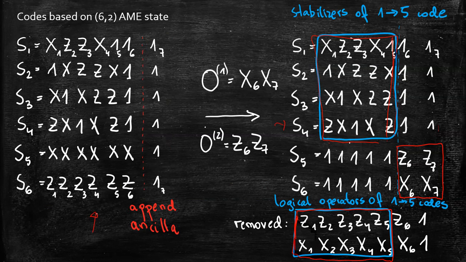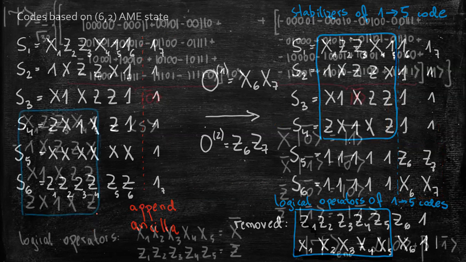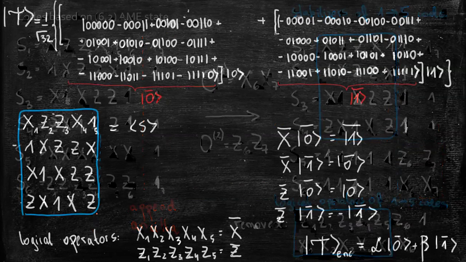So what is the map that can be figured out just when you look at the generators of the stabilizer group. This I will skip.